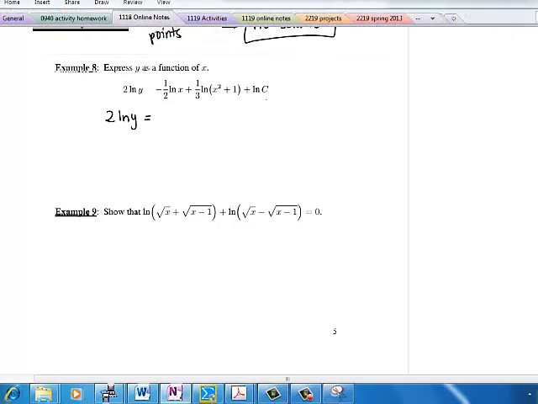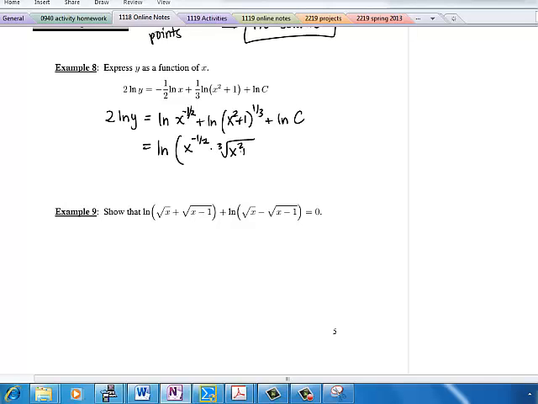But on the other side, let's combine these as much as we can. First we want to move the coefficients. So we've got natural log of x to the negative 1/2 plus natural log of x squared plus 1 to the 1/3 plus natural log of c. So we've got natural log of, these are all added together, so we've got x to the negative 1/2 times cube root of x squared plus 1 times c. And that's 2 times the natural log of y.